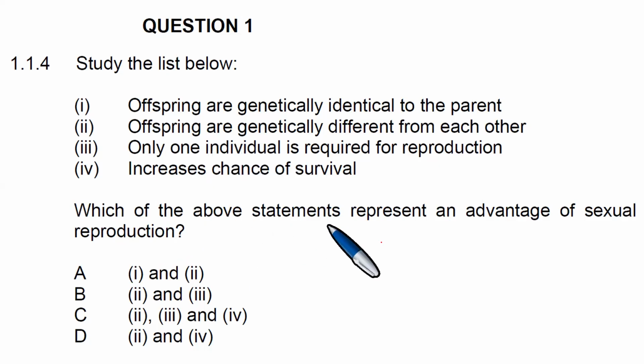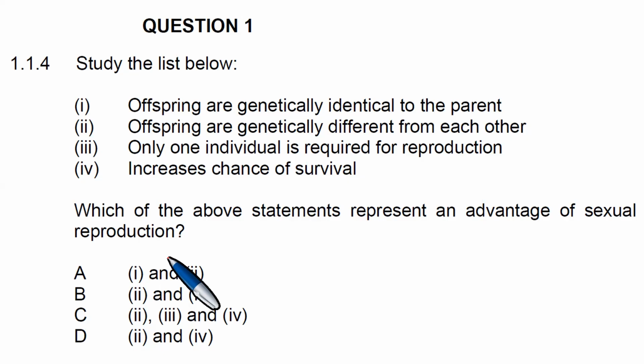Which of the above statements represent an advantage of sexual reproduction? So in other words, as part of the grade 11 syllabus, sexual reproduction is at the heart of the grade 11 curriculum. So which of the above statements represent an advantage of sexual reproduction? So we look at that one, and that is 1.1.4. So obviously, I'm sure that sexual reproduction is actually one of the most interesting topics and a very easy one.